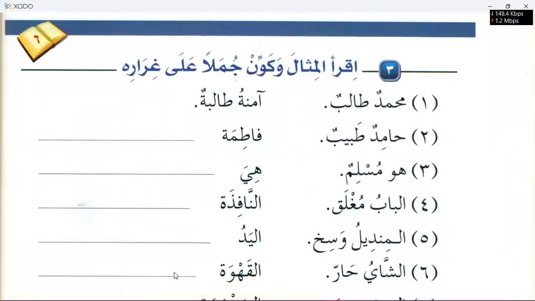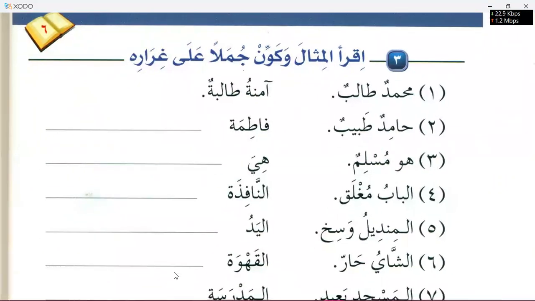Okay. Read the example and make the sentences in the blanks. Muhammadun talibun. Muhammad is a student. Aminatu talibatun. Amina is a student. So you see, we are making feminine by adding ta marbuta.